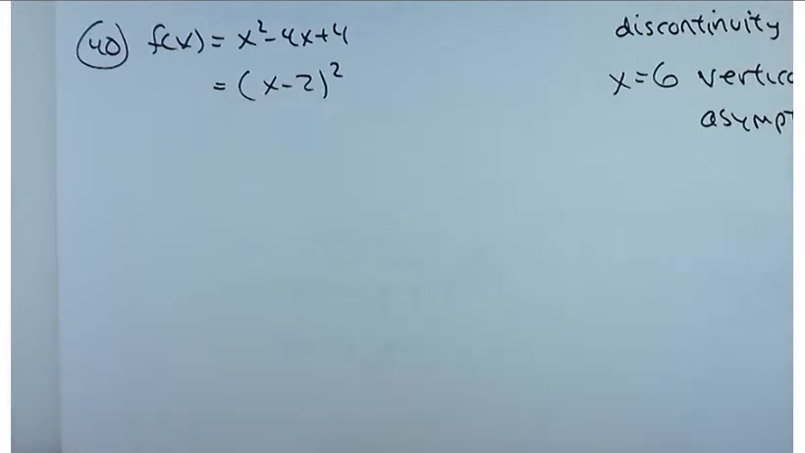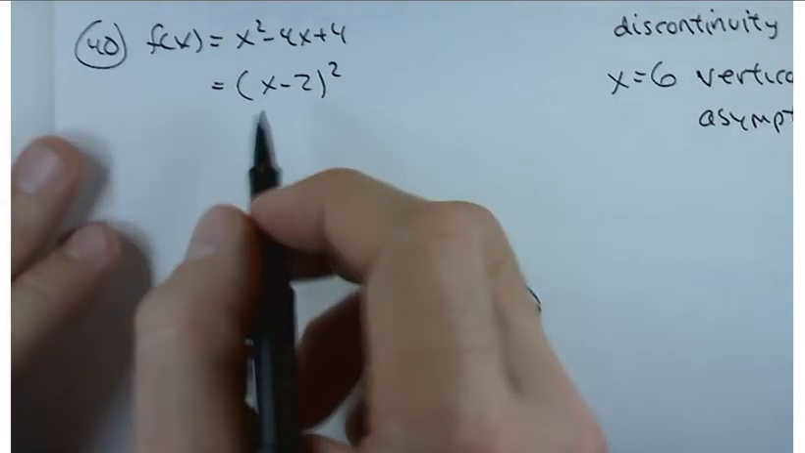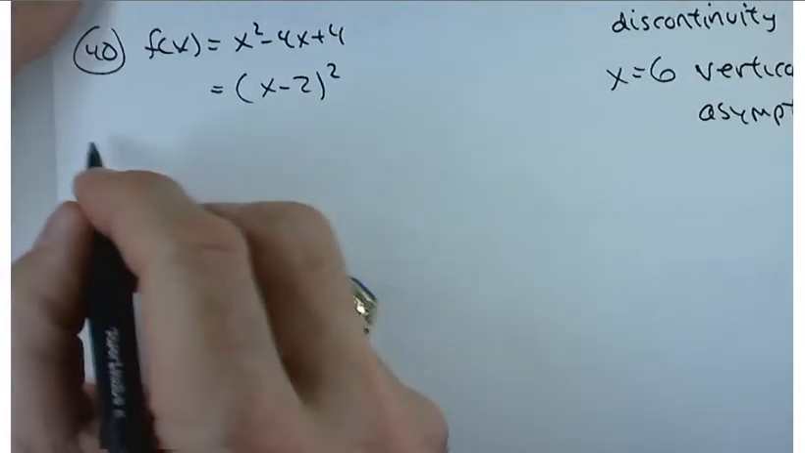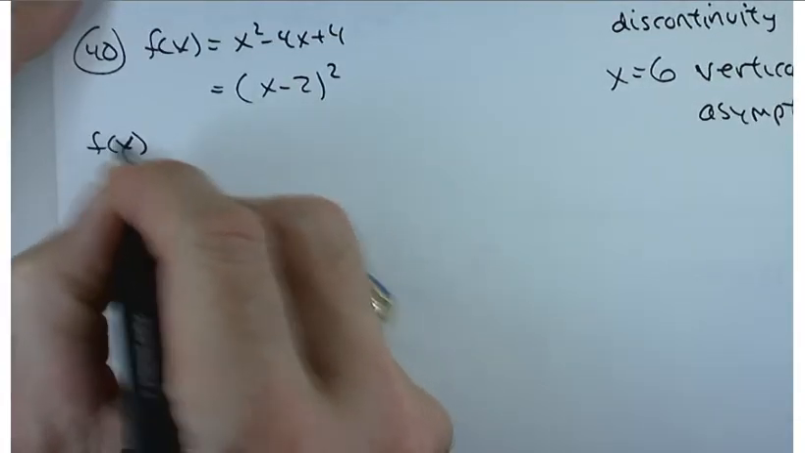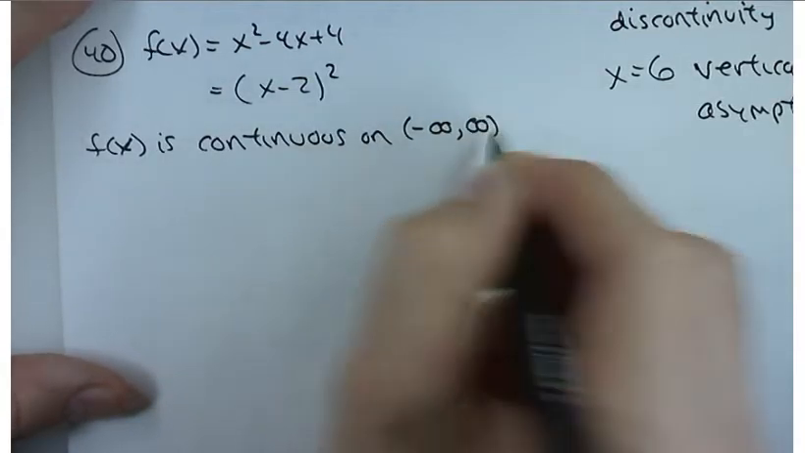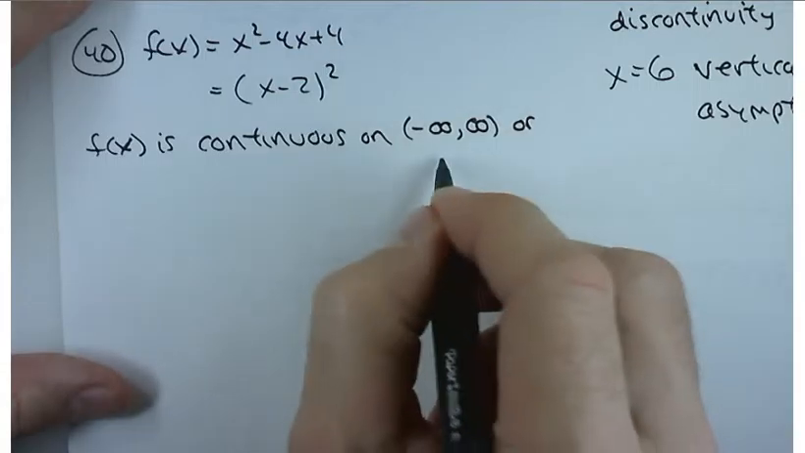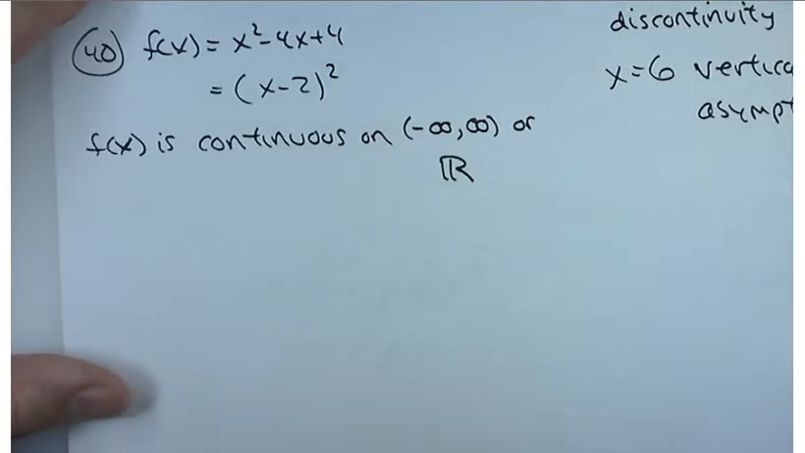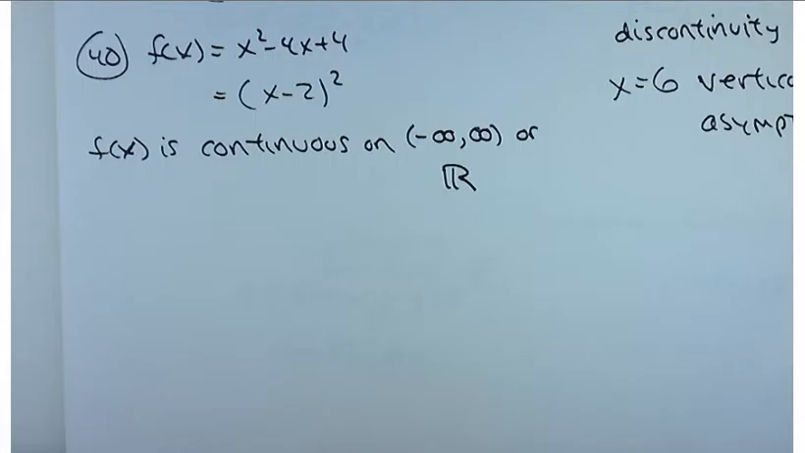But it's defined everywhere. Polynomials are going to be your favorite functions to work with because they're going to be easy to differentiate, easy to integrate. So polynomials are nice. Not only that, but this is continuous everywhere. So f of x is continuous on negative infinity to infinity. Or if you want to be really fancy, if you use this the right way in the right spot, it might give you an extra credit point. It's a script R. It means all real numbers.